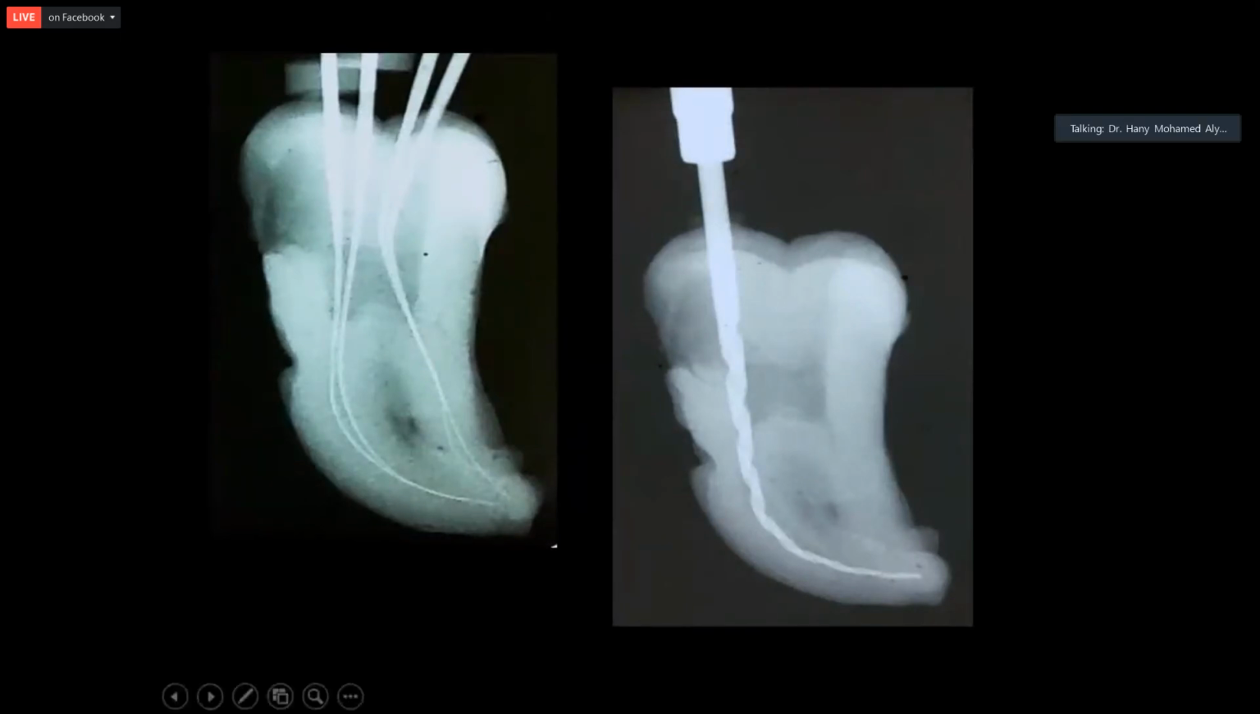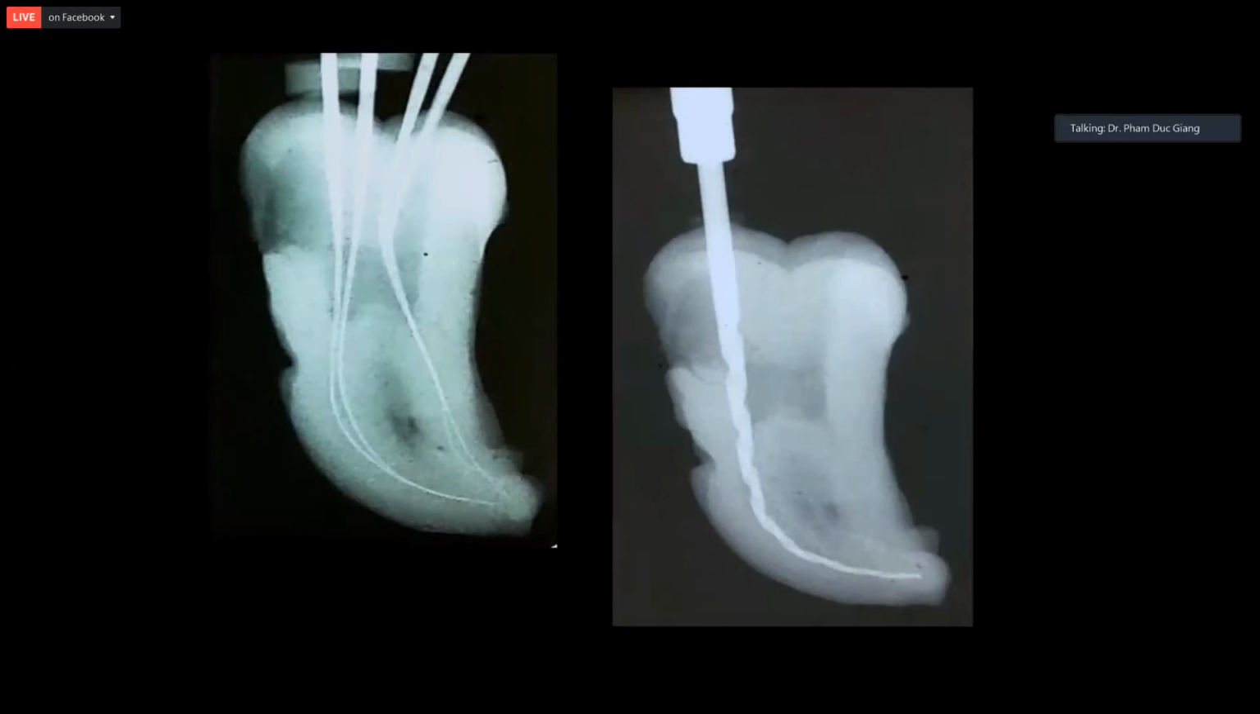And as you see in this, I believe that a D-finder is very useful to use before any rotary files. As you can see in this extracted tooth with a severely curved canal, the D-finder has paved the way for this rotary file in order to maintain the curvature.